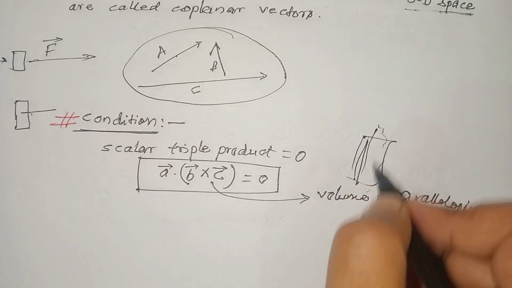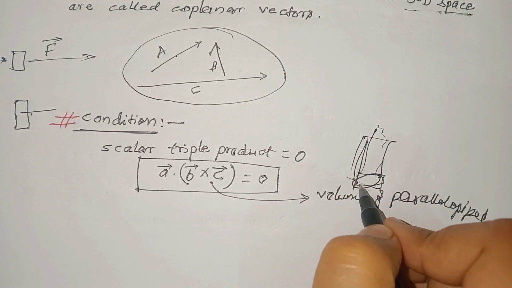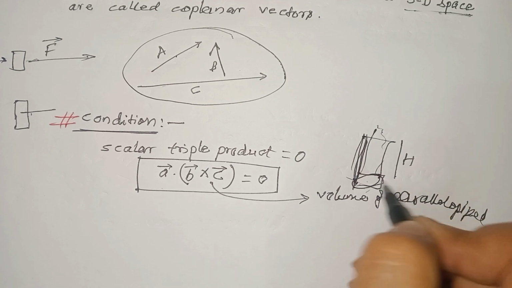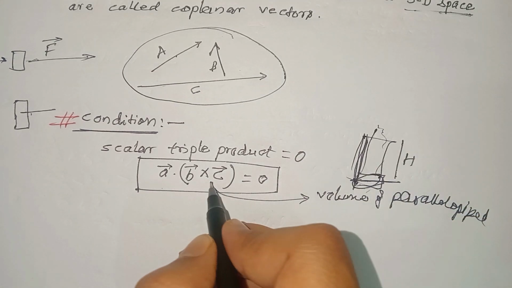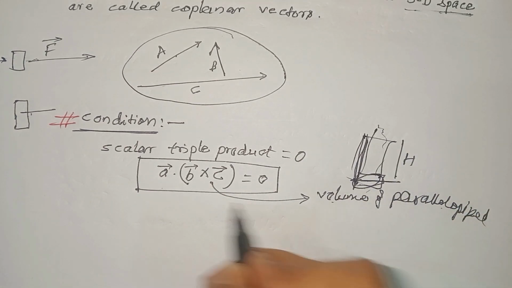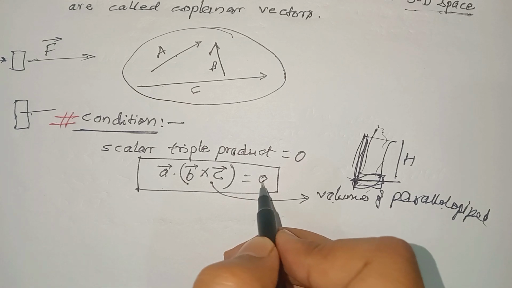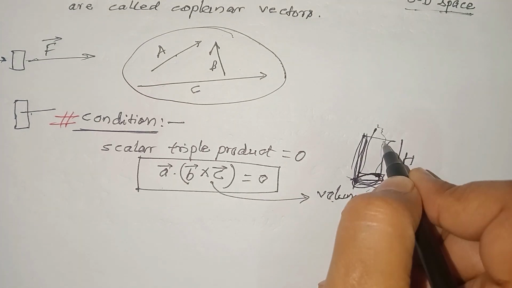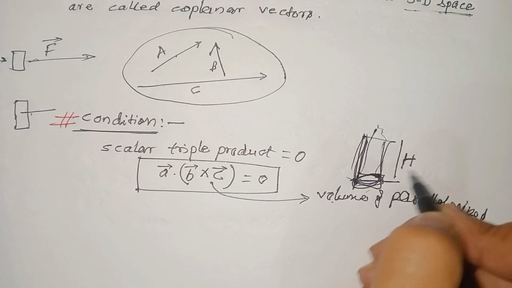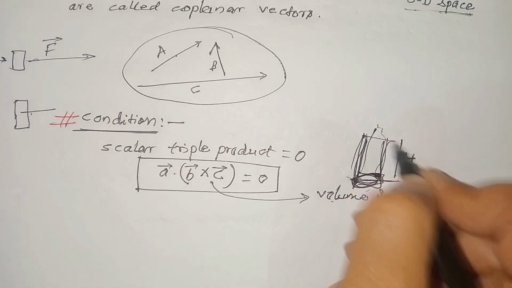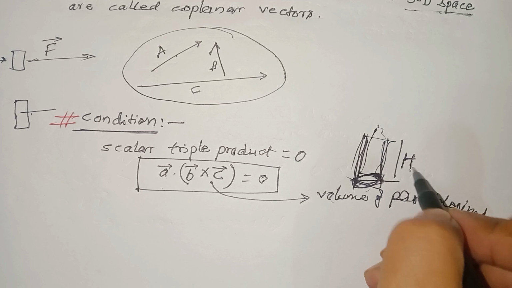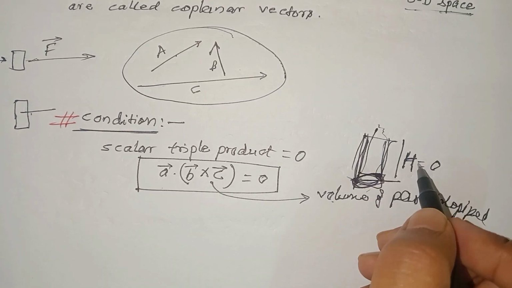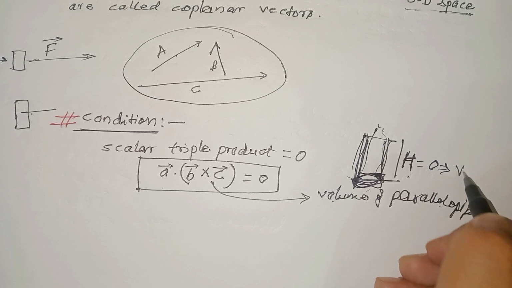A parallelepiped has some base and some height. When the volume of the parallelepiped is 0, what does it mean? There is a base and there is a height in the parallelepiped, and if the height is equal to 0, then the volume will be 0.